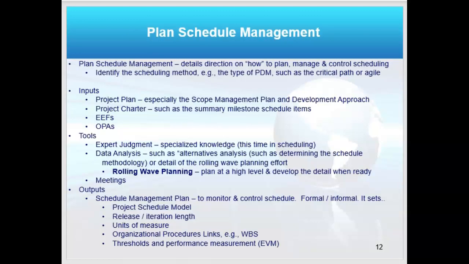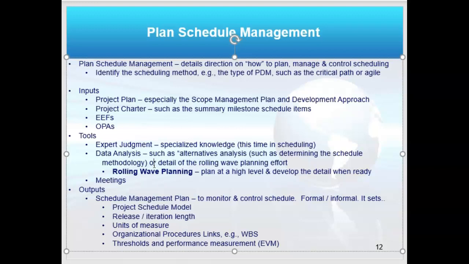So my first process is plan scope management. It's got my typical inputs, tools, and outputs. But notice one of the tools now is called rolling wave planning, right? And this is where I plan at a high level for the long-term schedule, and in the near term, I plan in detail. So I may not have all the information I need for long-term. And so we'll do rolling wave planning.